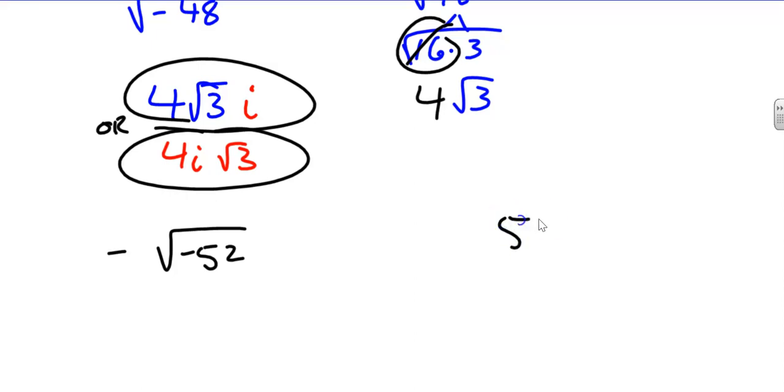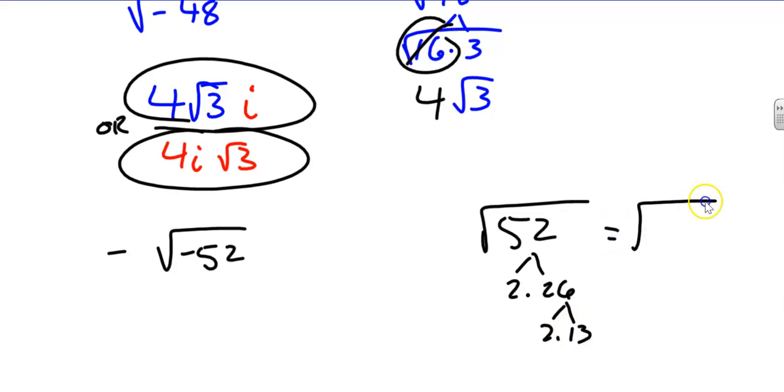If you go back and think about 52 and start breaking it down, if you can't think of a perfect square that will come out of it, it is even, so you could rewrite it as 2 times 26, which would then be 2 times 13. So it's 2 times 2 times 13. There's your exit buddies, because you get the 2 times 2, which would be 4. If you square root that 4, that's just a 2. So that's 2 times the square root of 13.